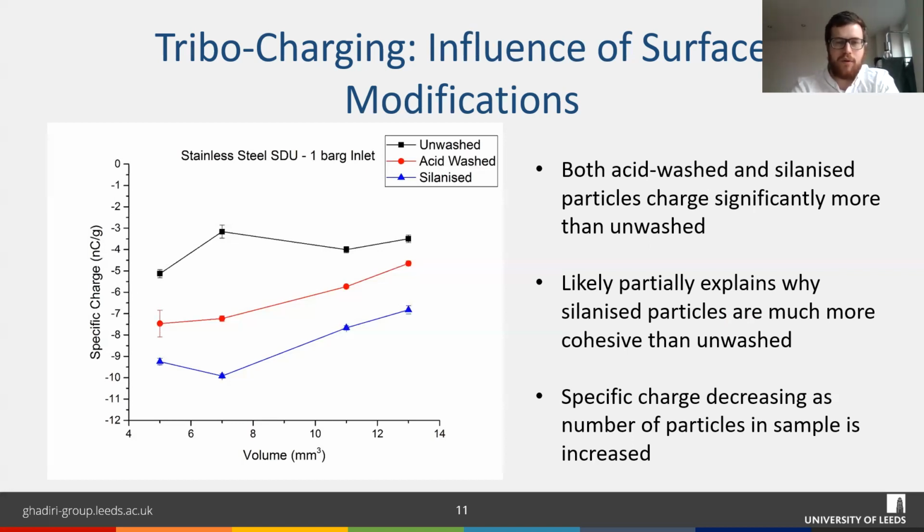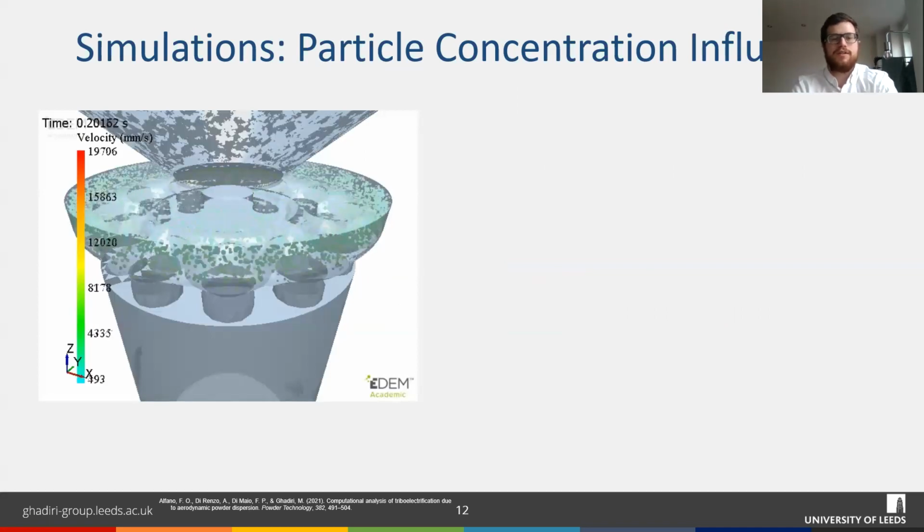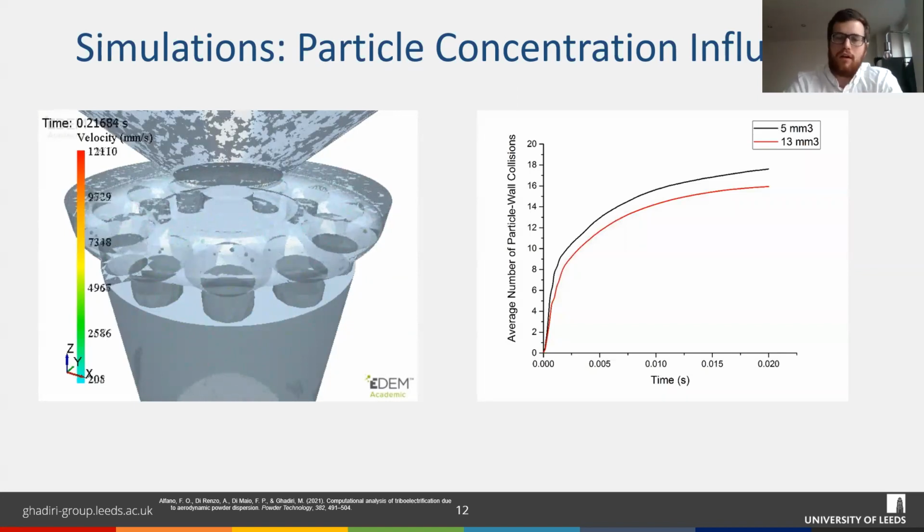So we had a little think about this and we decided to run some simulations. We used CFD coupled with DEM to try and model the dispersion of the particles through the powder bed using the aerodynamic dispersion. And what we observed was that with the 5mm cubed and the 13mm cubed samples that we've been using, over the duration of the 20 millisecond pressure pulse, by the end of it you can see that the average number of particle wall collisions is quite significantly higher for the 5mm cubed than the 13.